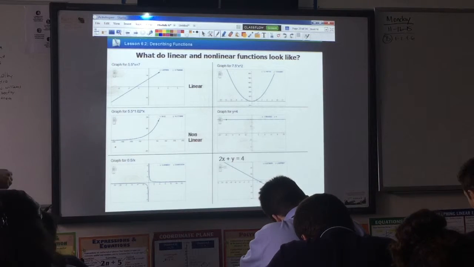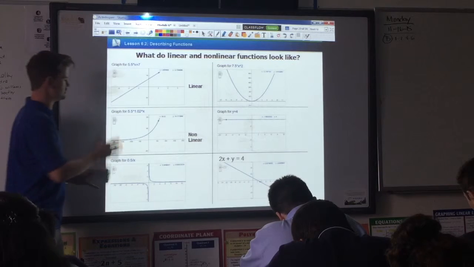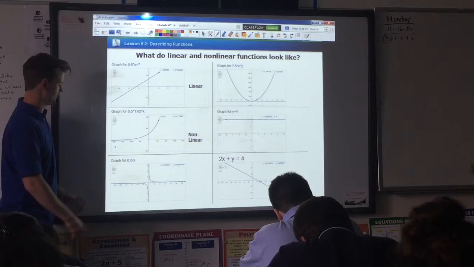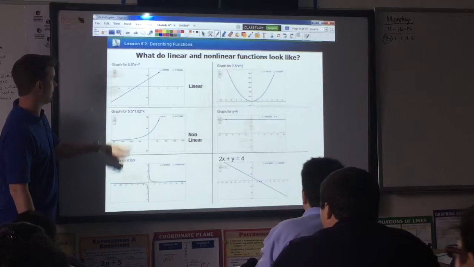See, it's not enough for me just to show you the equations, give you some rules. I want you to see exactly what they would look like when you graph them so you can understand visually why they're not linear. This is the one that is 0.5 divided by x.